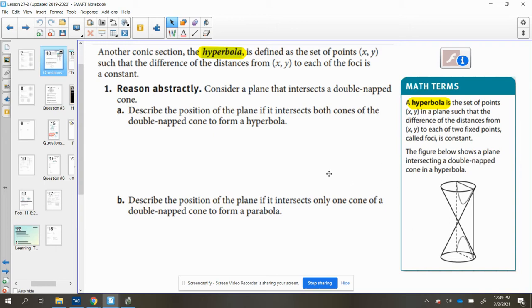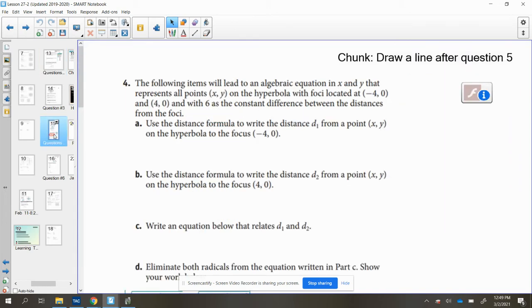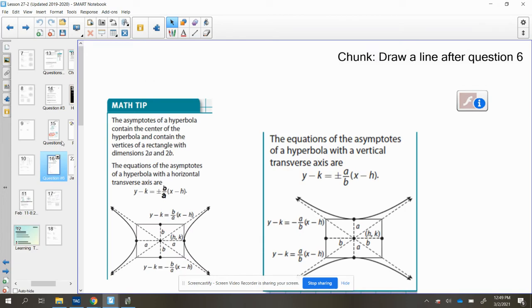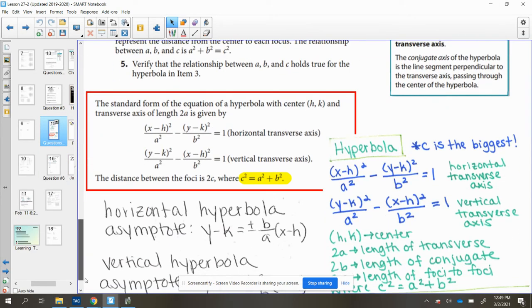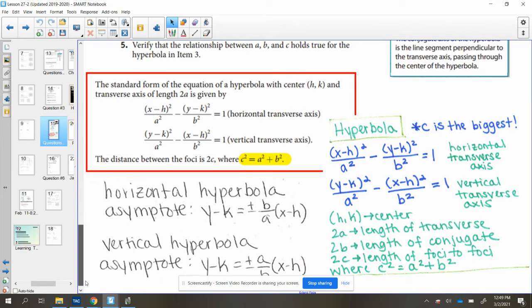Now, the rest of the lesson goes through the derivation of where the formula comes from. But if we look on page 368 at the bottom, so if we skip through a little bit of this, we see these formal definitions of our hyperbola. So this is at the bottom of page 368.